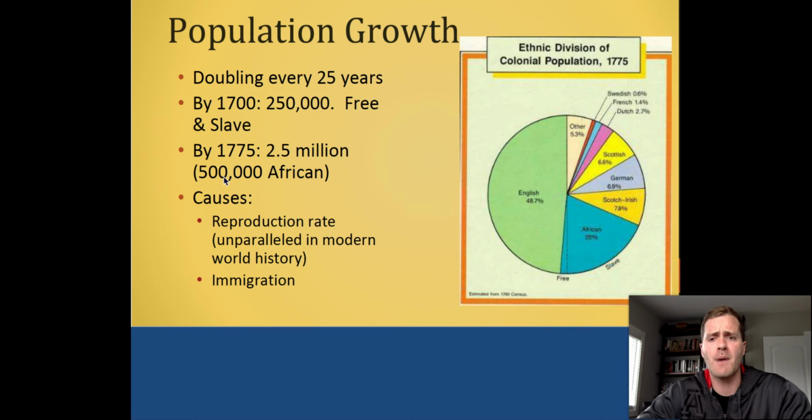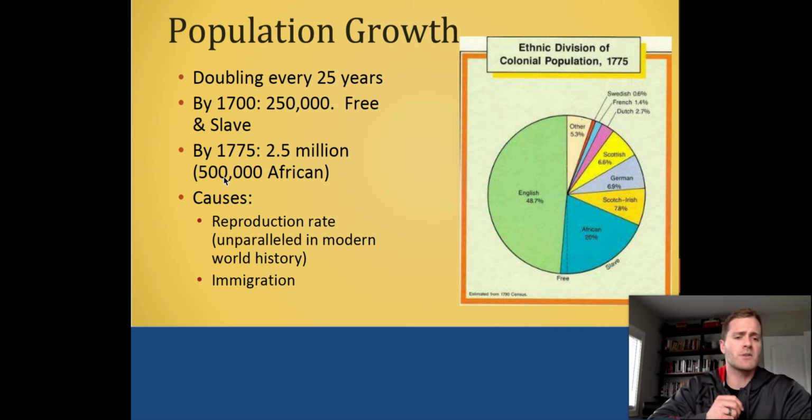Another important theme is population growth. The British North American colonies are going to grow incredibly quickly because they are successful, because they are profitable, and because they are, in general, quite healthy. Population doubles about every 25 years, which is very, very rapid population growth. In 1700, there's 250,000 people in the colonies. By 1775, it's 2.5 million people in the colonies. So it's a huge population growth throughout the 1700s, leading up to period 3, which we'll cover next.